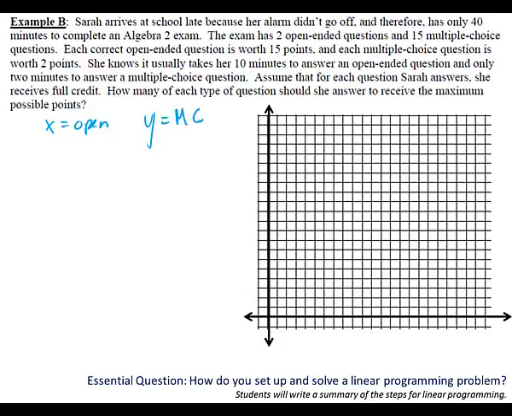Everybody okay with that? Okay. So let's talk about, this one's a little bit different. Let's talk about the minutes that she has, because there's a bunch of information about minutes in there.